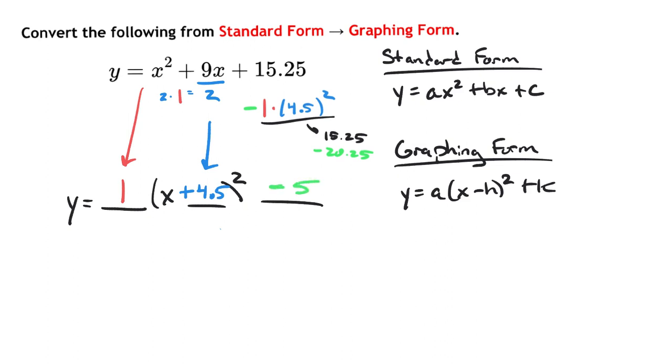So you just end up with some decimals. Have no fear, you're still going to do the work just the same way, and this would be your graphing form. That means our stretch factor is 1, and if we wanted to find our vertex, which we often do when we're graphing these, your vertex would be a negative 4.5 as your h and negative 5 as the k. So that is how you convert from standard form to graphing form, especially when you have an odd b value, and so you're going to end up with a decimal in the parentheses.